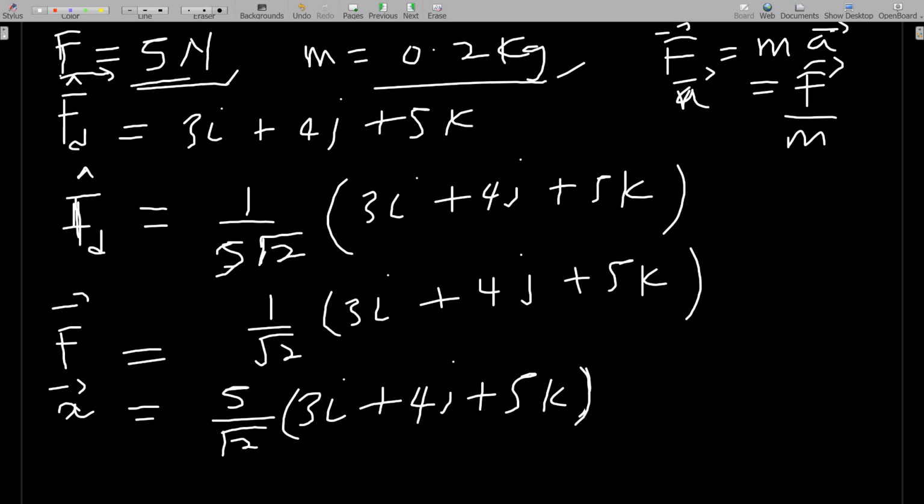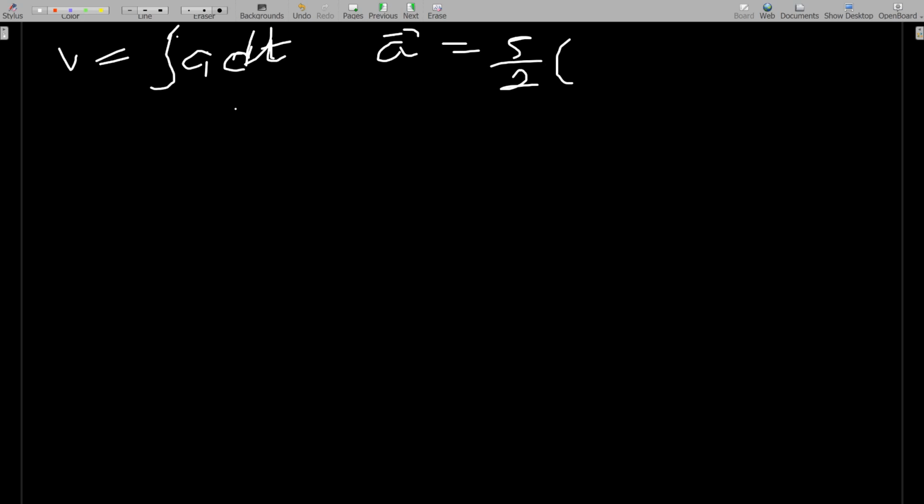So that is it. Now we go to the second point. The second point is you find the velocity, and we know that v is equal to the integral of a dt. Integral of that. So I just pick my a, which is equal to 5 over root 2, sorry, then 3i plus 4j plus 5k.